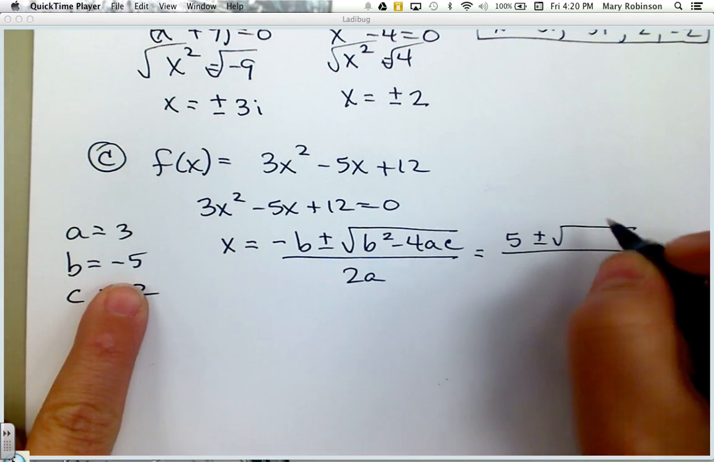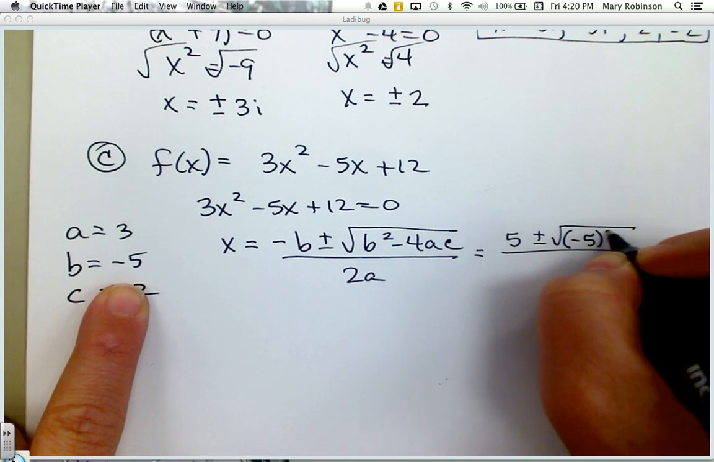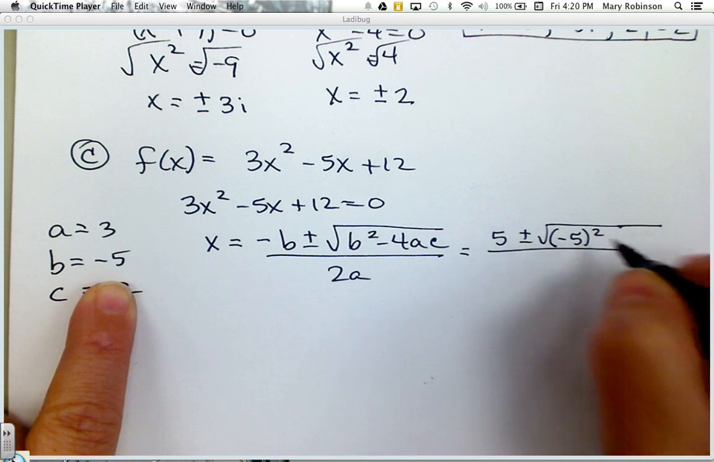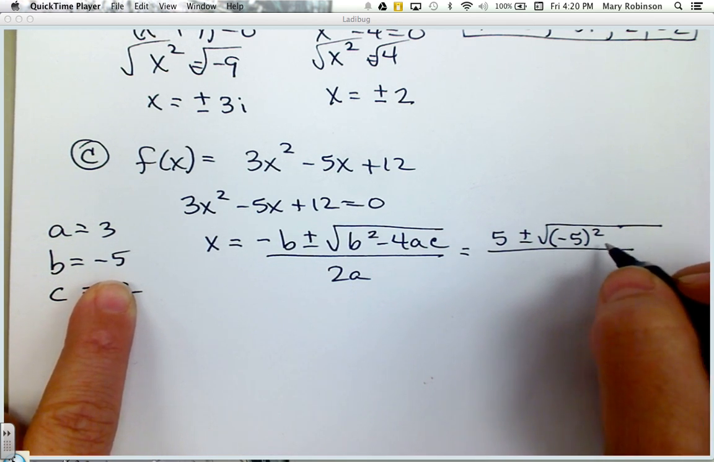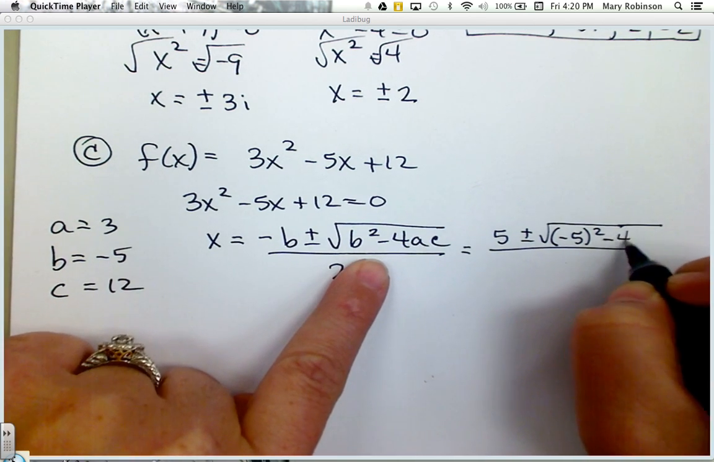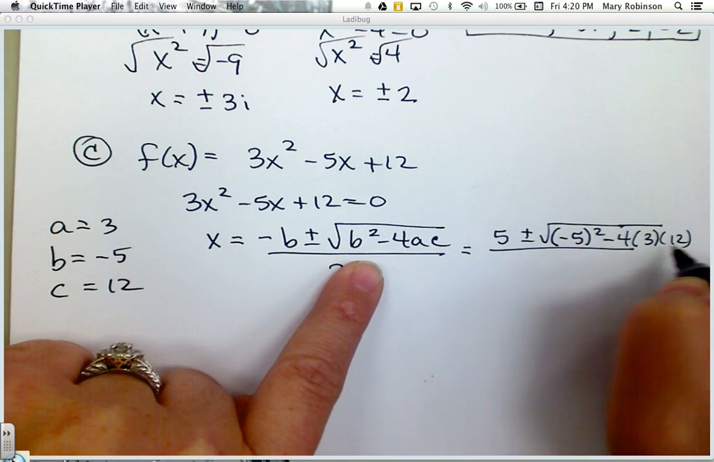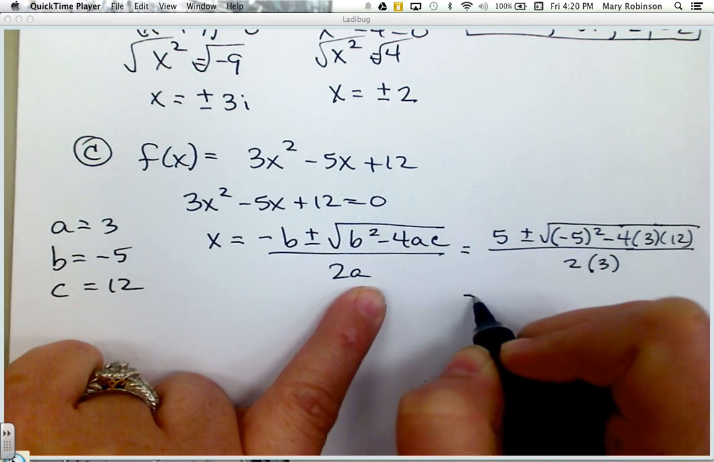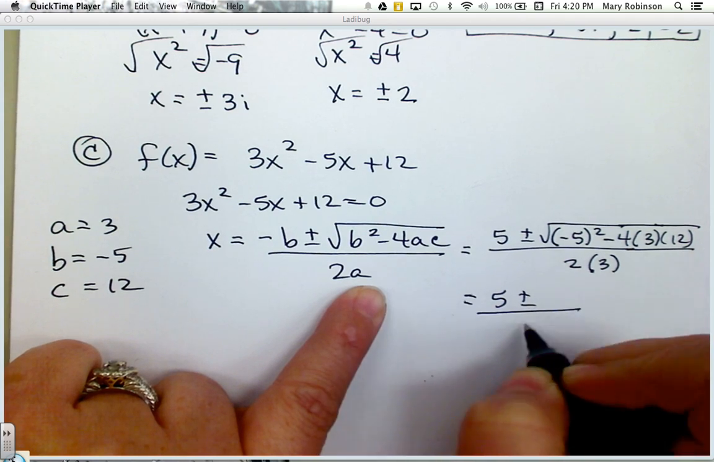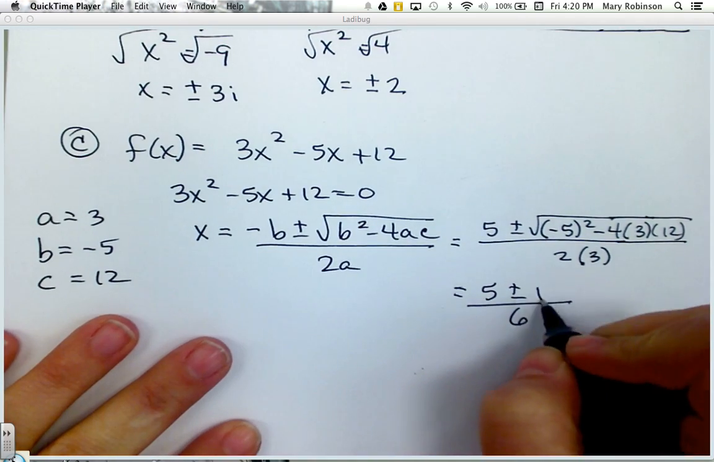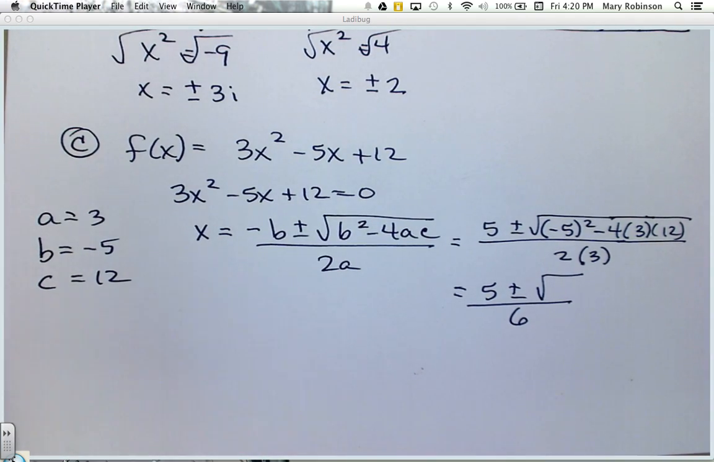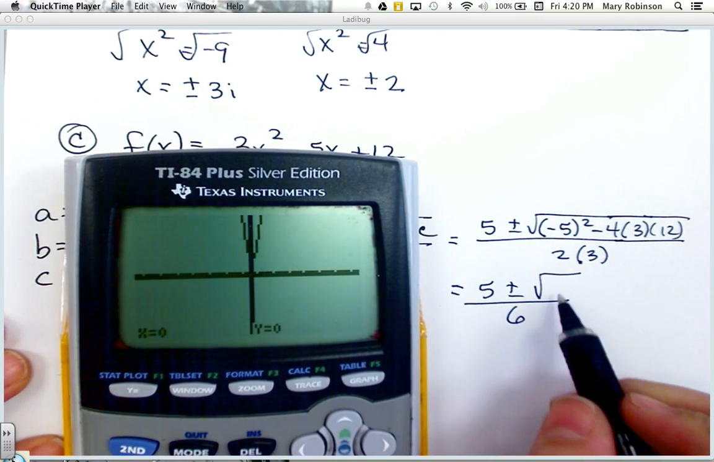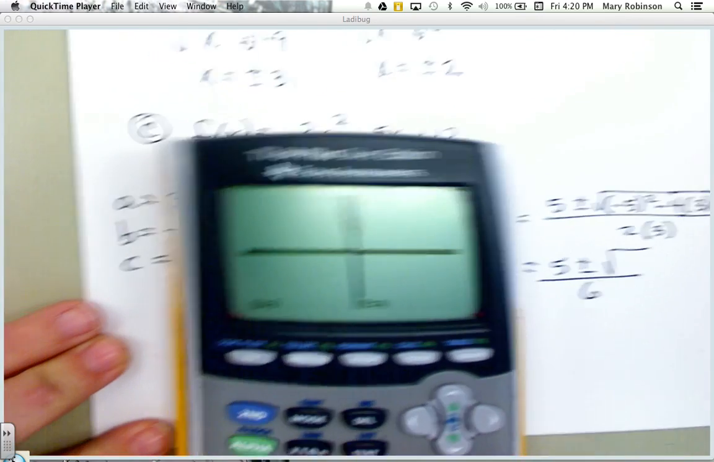Our b squared, please remember to put parentheses around the b before squaring it in your calculator, or recognize that that should just be 25 when you type it in. All over 2 times 3. So what we need to find now is our discriminant value, which, because we know that by graphing we should get two complex solutions, we know that we should end up with a negative discriminant.